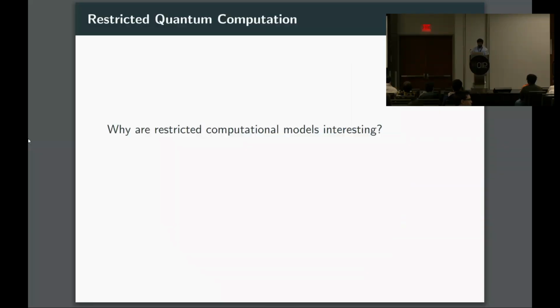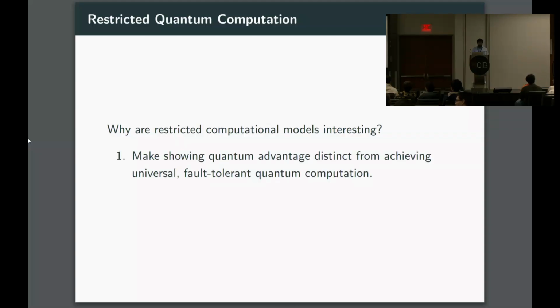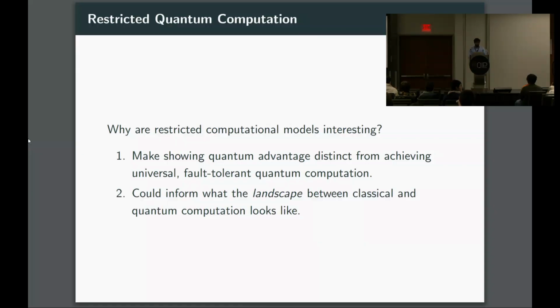Okay, so just at a high level, why are these restricted computational models interesting? For one, from a pragmatic perspective, they make the task of showing quantum advantage distinct from achieving universal fault-tolerant quantum computation, which we expect is hard, though, of course, as we've seen, especially over the last year, it's getting more and more tenable all the time. And from a theoretical perspective, it can inform what the landscape we think between classical and quantum computation looks like.